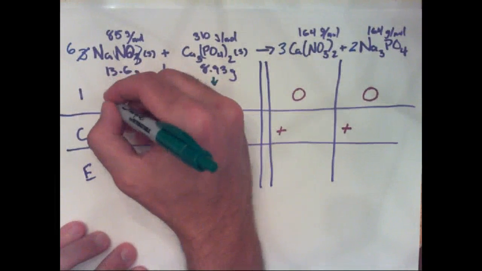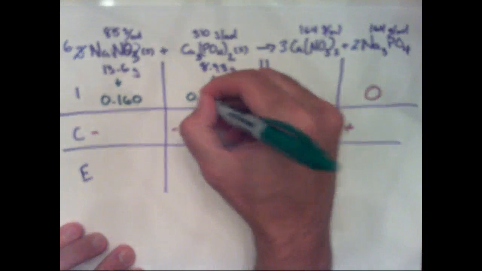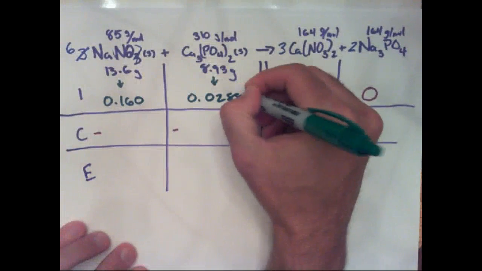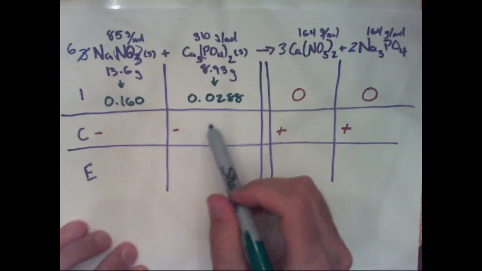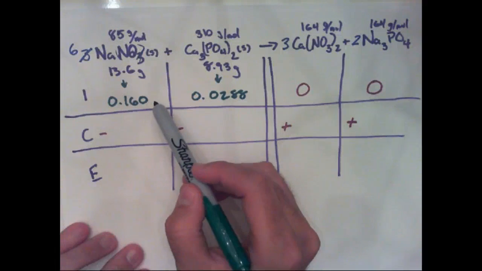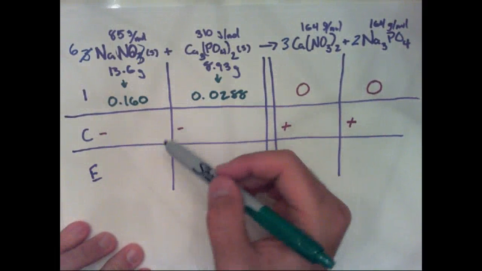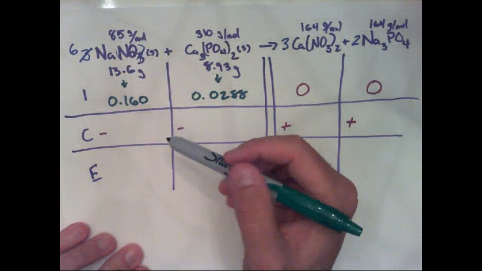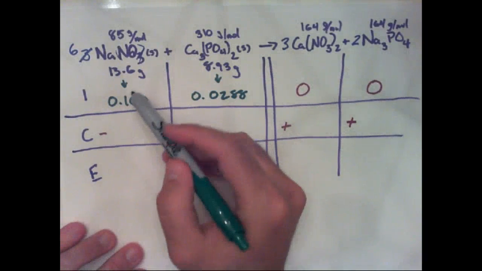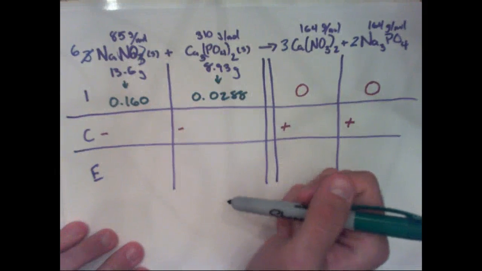So it's 0.160 moles and 0.0288 moles. Now, I'm doing a little shortcut here because I'm not putting the units in there. Whenever we have an ICE chart, we just assume that the units are moles, and so that's okay. And then also notice I'm carrying through my 3 significant figures all the way through my ICE chart.